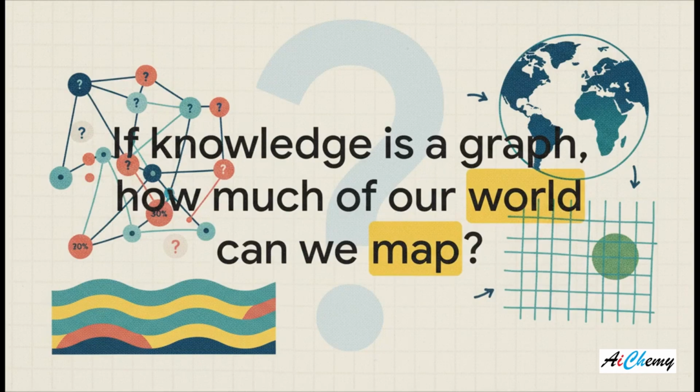Which, of course, leaves us with a pretty wild final thought. If we can really represent knowledge as a graph, as this map of causes and effects, and if we can put numbers on all those connections, then what are the limits? How much of our complicated, messy, uncertain world can we actually start to map out, to understand, and maybe even to predict?